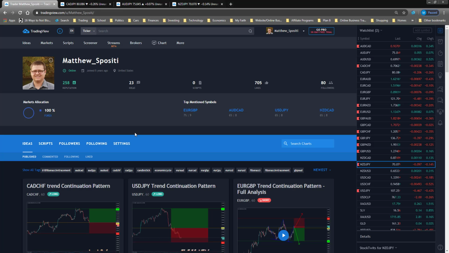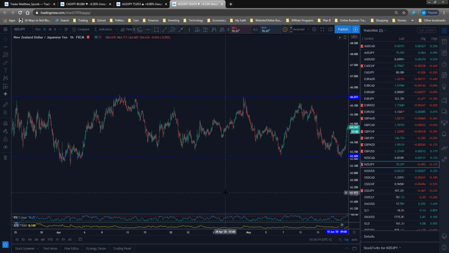That being said, you have to understand there are two different types of consolidation, and that's what I wanted to talk about today. The first type is structured consolidation, which I have a beautiful example of here in the New Zealand yen. I had to scroll back a little far in the charts to find this, but we're still in 2020, so not too far. As you can see, this is what I would consider to be structured consolidation.